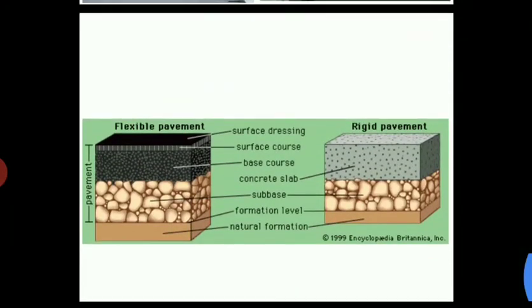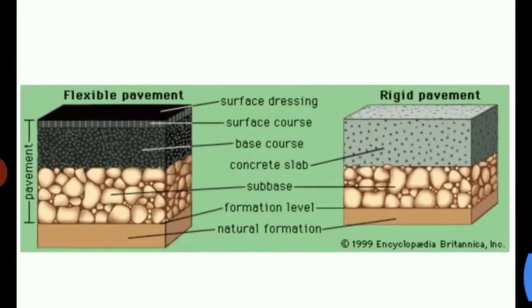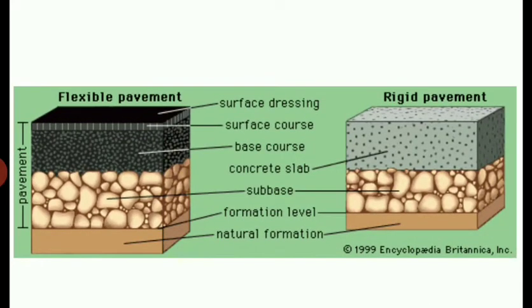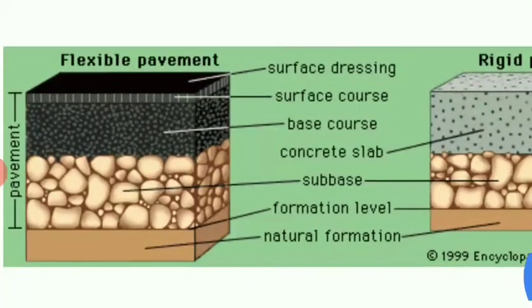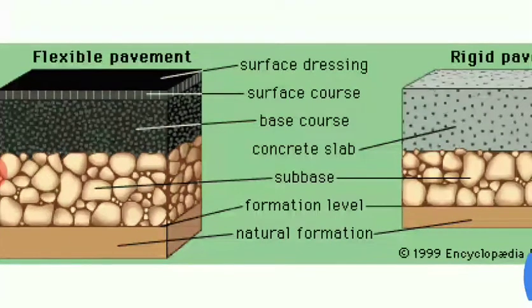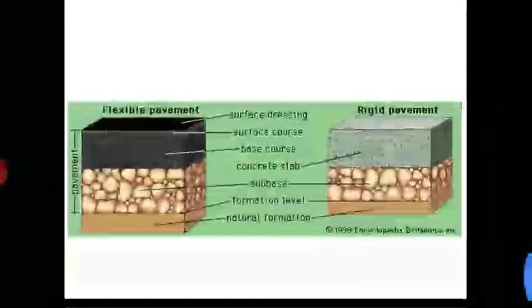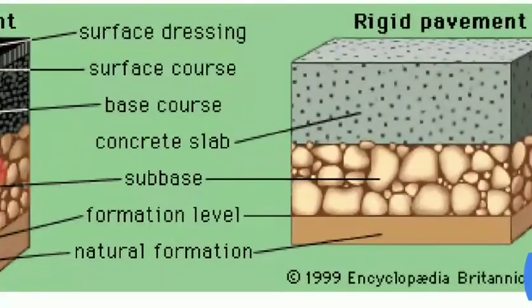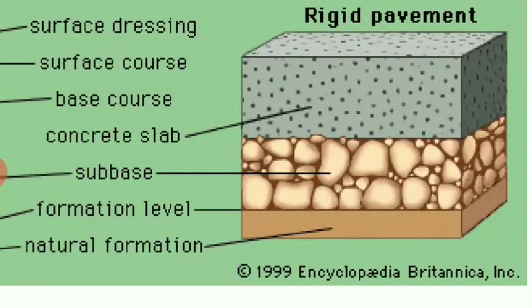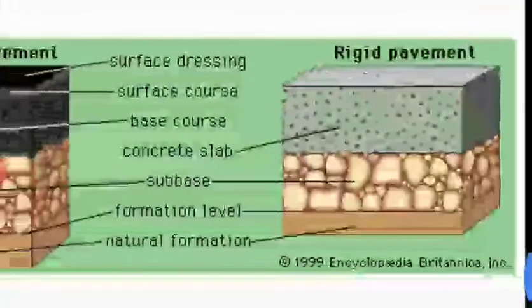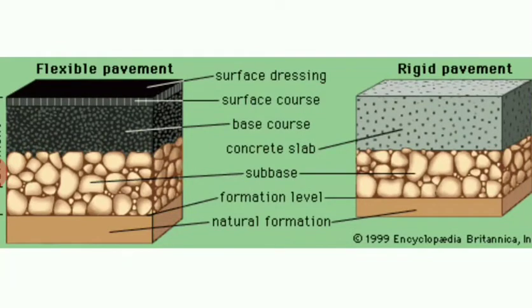And this is the exact difference between the flexible pavement and rigid pavement, right? In the flexible pavement you can see the different layers, starting with the natural formation and then sub base, base course and surface course, and at last surface dressing. Surface dressing is nothing but the leveling surface of the top layer. And in the rigid pavement you can see the natural formation made by the subgrade, and then the sub base, and on top of that the concrete slab. So only 3 layers can be seen in the rigid pavement, whereas here we can see 4 to 5, depending upon the layer formation.